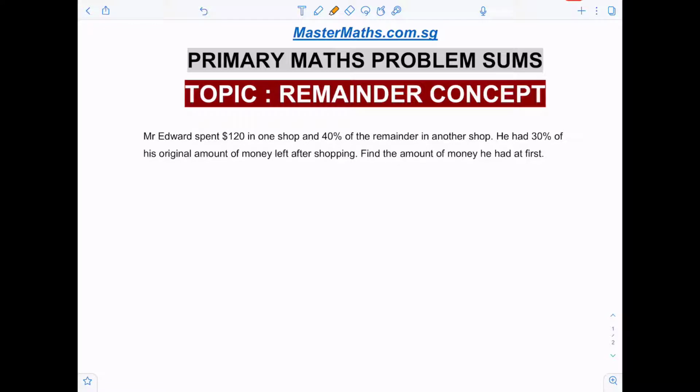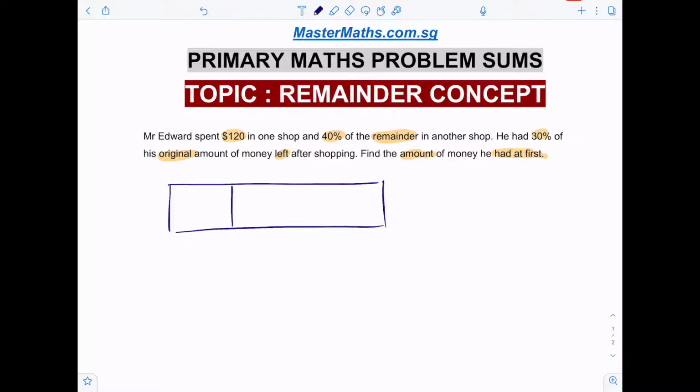Mr. Edwards spent $120 in one shop and 40% of the remainder in another shop. He had 30% of his original amount of money left. Find the amount of money he had at first. Now, to do this effectively, you can actually draw a model.